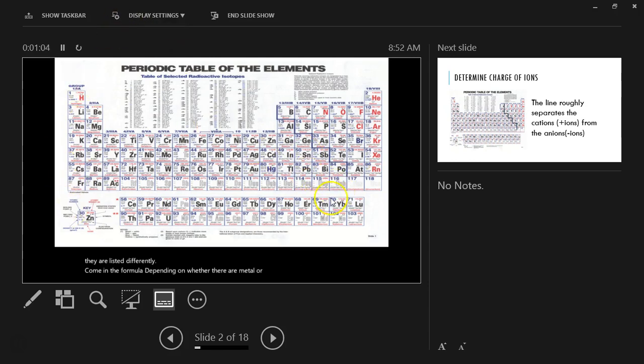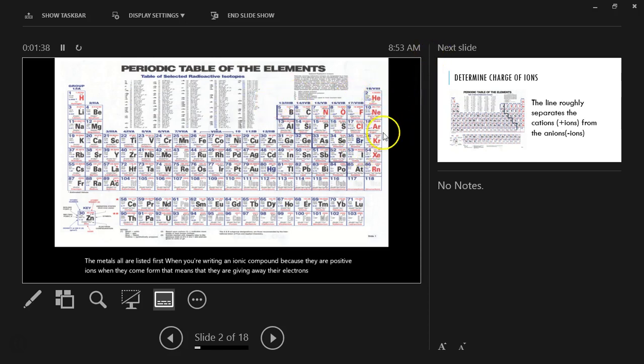On the left-hand side of the periodic table, those are all the metals, on the left-hand side of this zigzag line that goes under boron, under silicon, under arsenic, under tellurium, under astatine. So that line separates the metals from the nonmetals. The metals are all listed first when you're writing an ionic compound because they're positive ions when they form. That means that they are giving away their electrons.